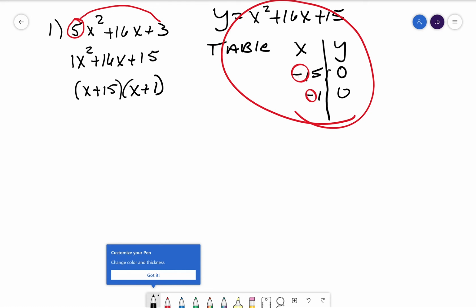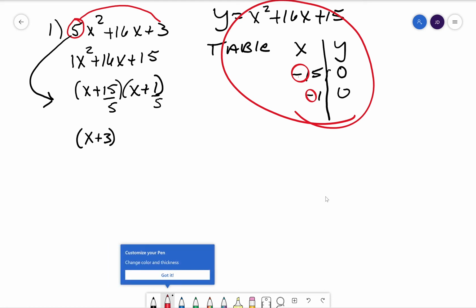All right. So now when we come down here, now's where we got to bring this 5 back. This 5 right here, we got to bring it back. So what happens is we're going to divide the 15 by 5, and we're going to divide the 1 by 5. Well, this is easy enough. This is just x plus 3. Well, over here, 5 doesn't go into 1.